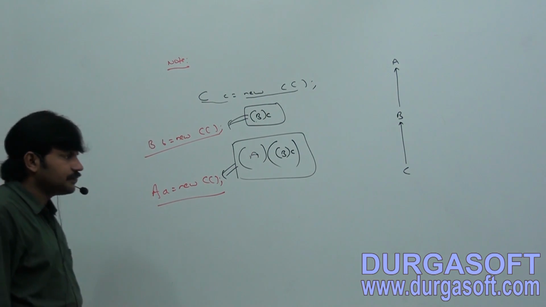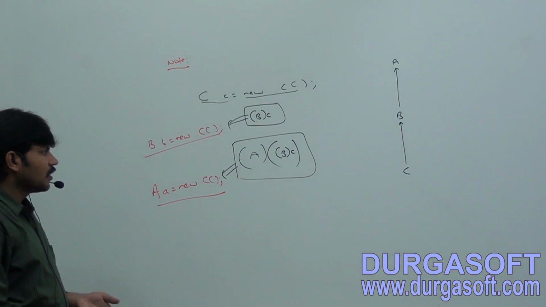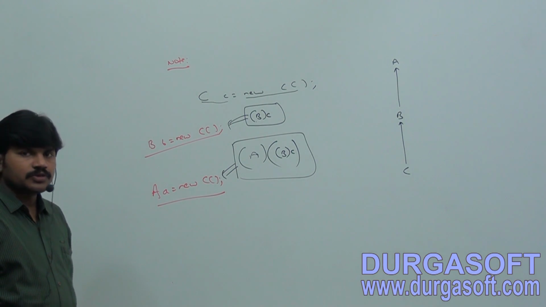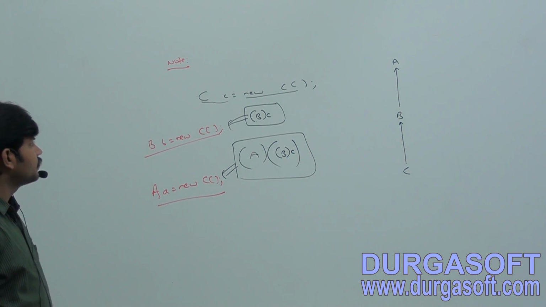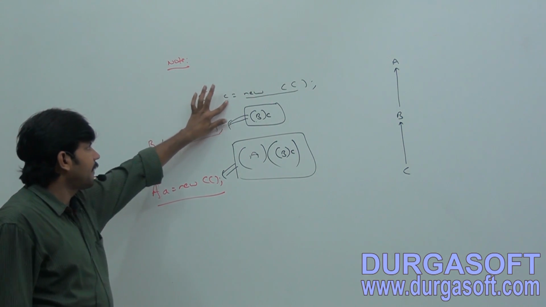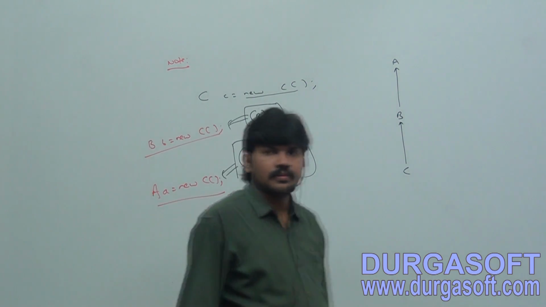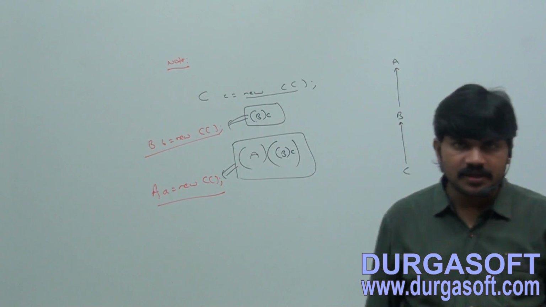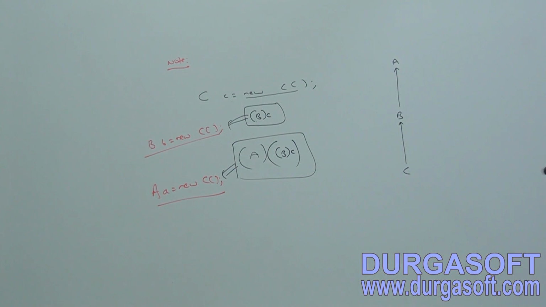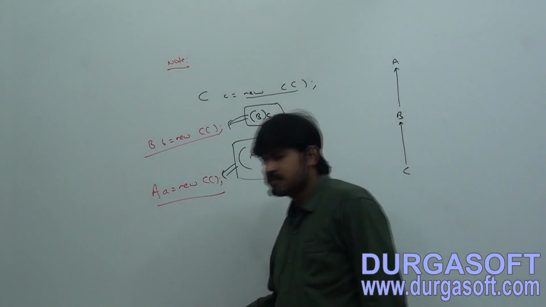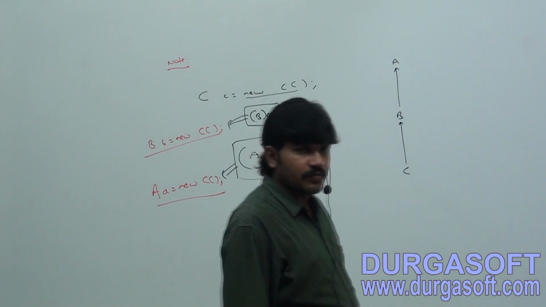A, I'm trying to typecast to B, which I'm trying to typecast to the C type. Completed, right? C is equal to new C. B is equal to new C. I hope it is clear for you people.